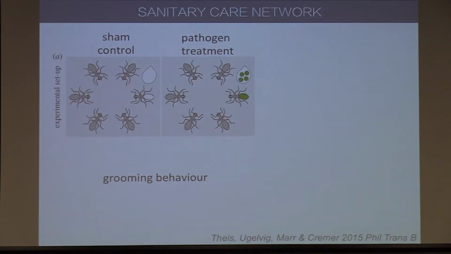So what we typically do is that we have, for example, our nestmate ants, and we have one treated individual. For the sham control, we just use a solution in which we otherwise have the spores suspended, and apply it to this individual, because we know that the treatment also affects the behavior of the ants a lot. And the pathogen treatment then contains these infectious particles.